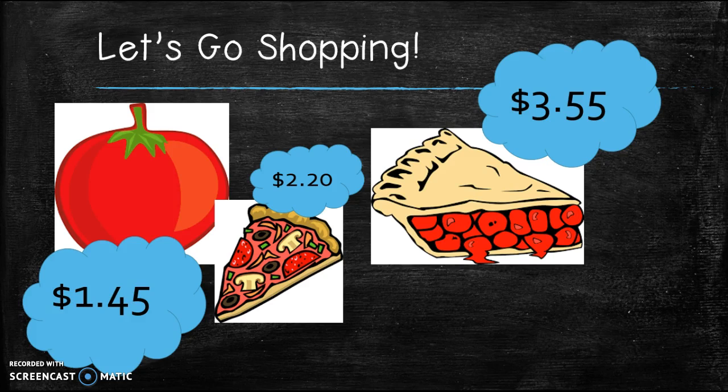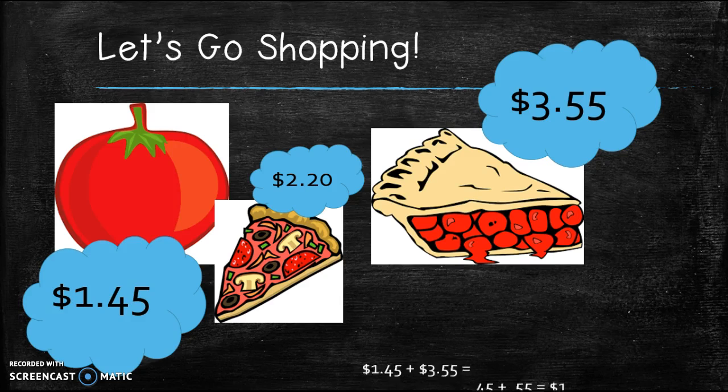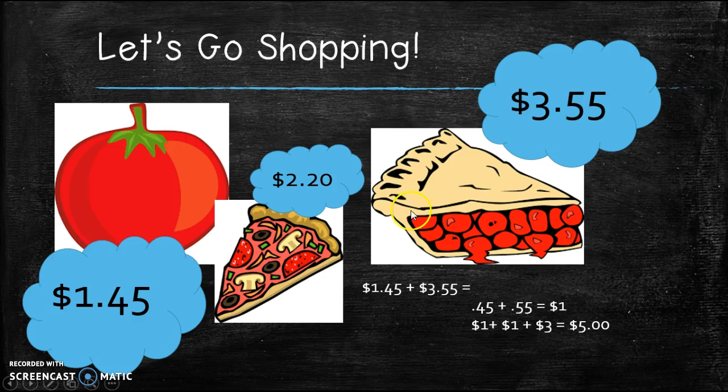Well, it would be the tomato and the piece of pie, because I know that 45 cents plus 55 cents equals $1. I can do that in my head. So we would add those first. So here we have $1.45 plus $3.55.